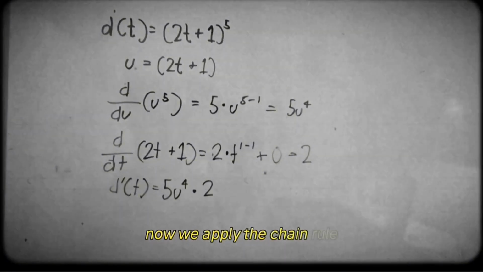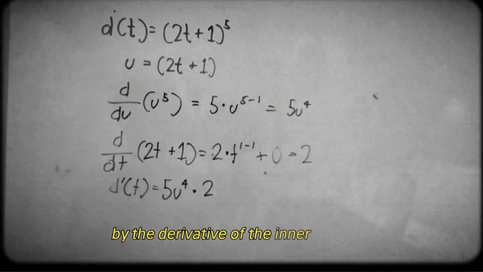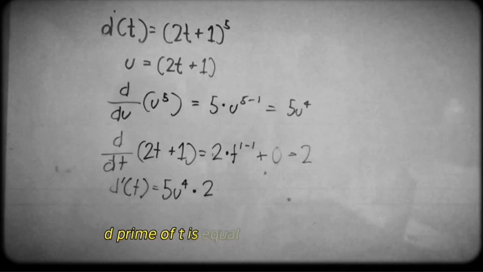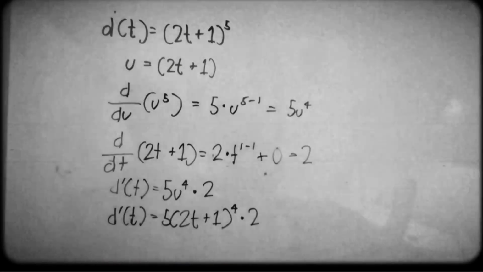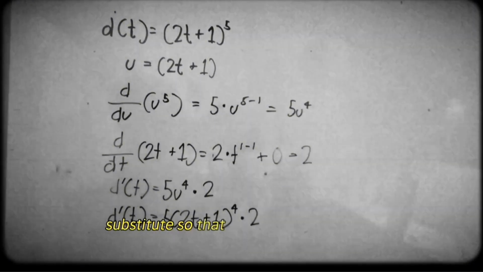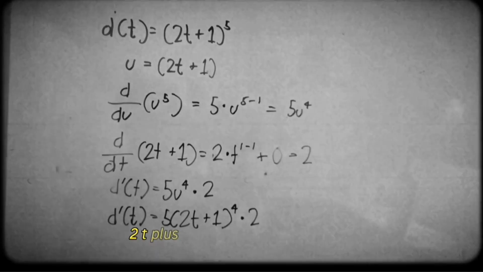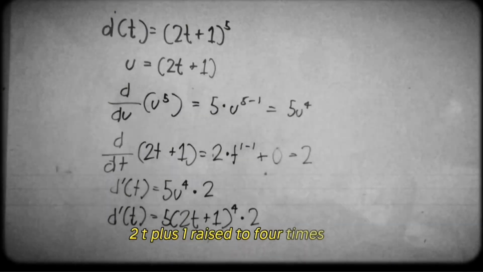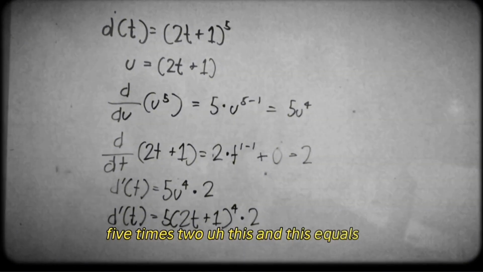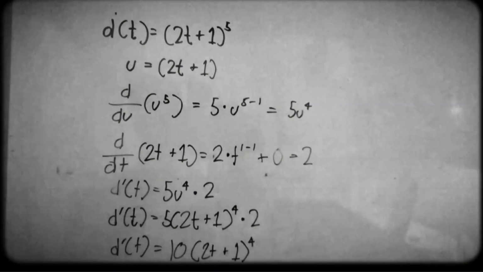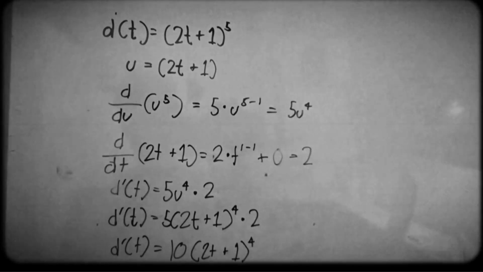Now we apply the chain rule by multiplying the derivative of the outer function by the derivative of the inner function. d prime of t is equal to 5u raised to 4 times 2. Substitute, so that becomes d prime of t equals 5 (2t + 1) raised to 4 times 2. 5 times 2 equals 10, which gives us our final rate of 10 (2t + 1) raised to 4.